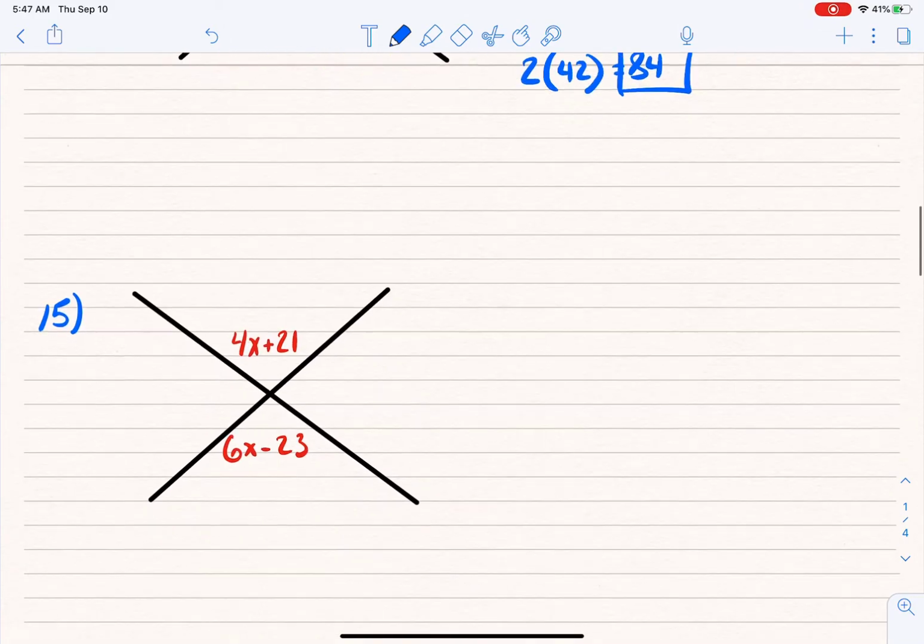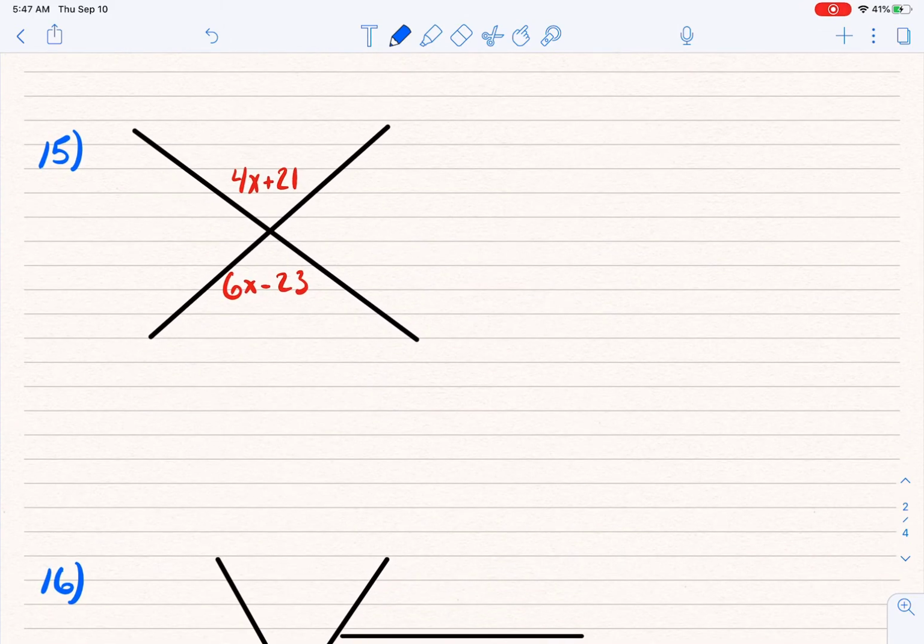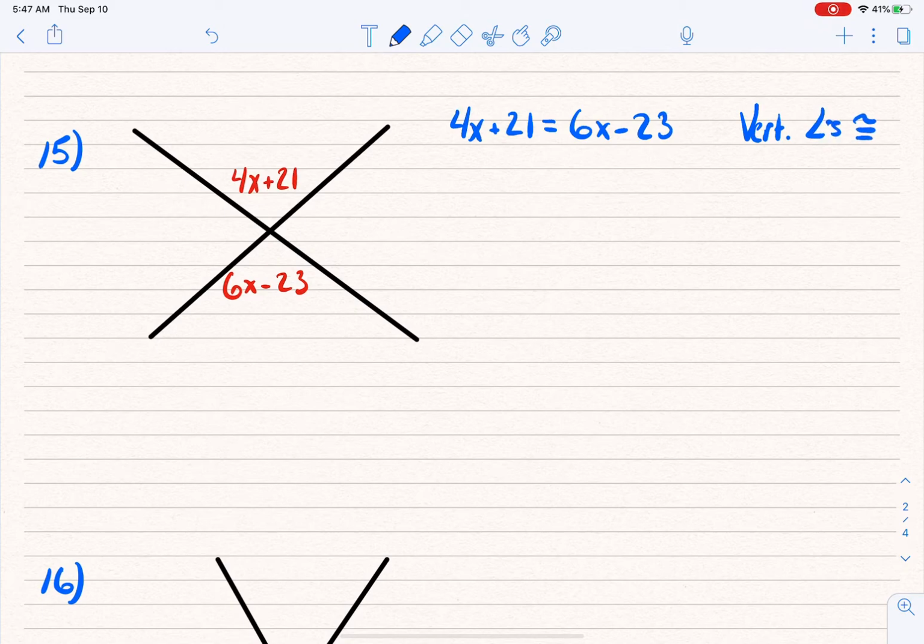All right, moving on. Number 15. Pretty much done the exact same way. I look and go, okay, I know that 4x plus 21 is equal to 6x minus 23. And I know this because vertical angles are congruent. I can go ahead and subtract, say, 4x from both sides, which would leave me with 21 is equal to 2x minus 23. And I did that because the subtraction property of equality tells me I can.